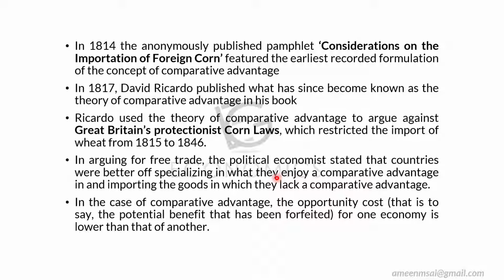They should specialize only in the production in which they have comparative advantage, and they should import the goods in which they don't have comparative advantage. So we should compare the advantage that we have in producing a particular good with other countries. If we are lacking comparative advantage in that particular good, then we should import that good from other countries. That's what David Ricardo says.